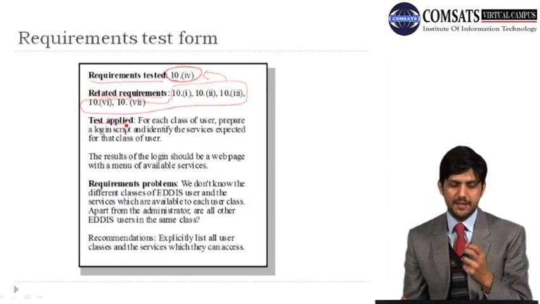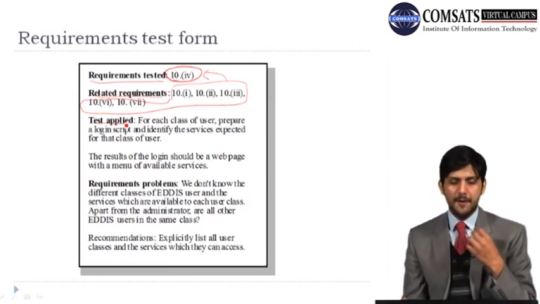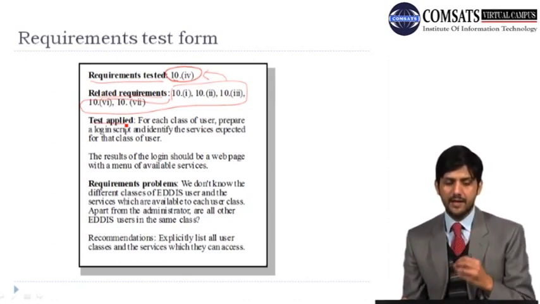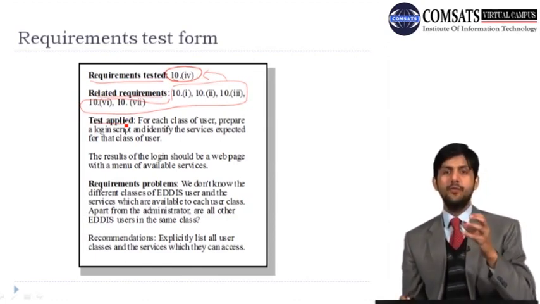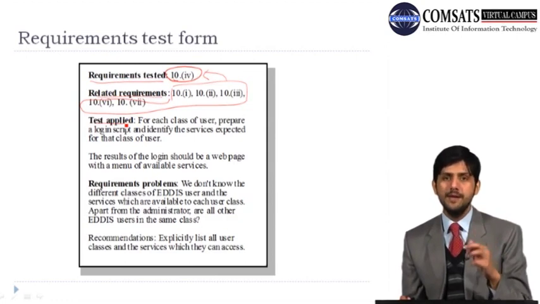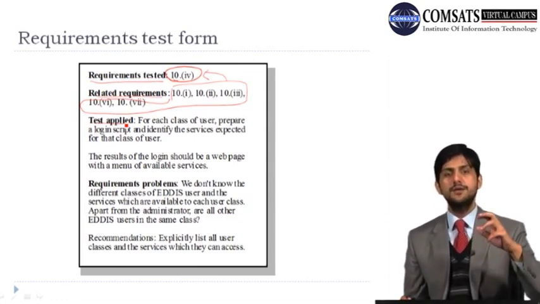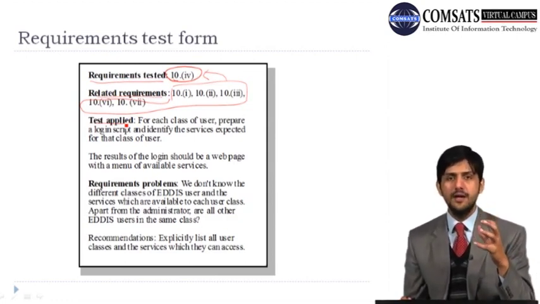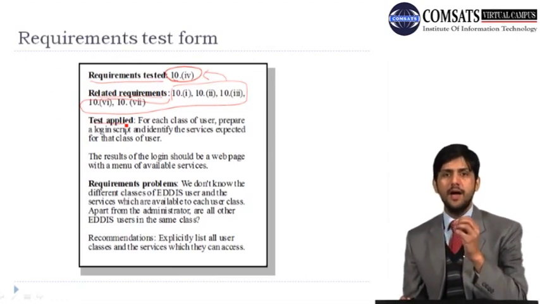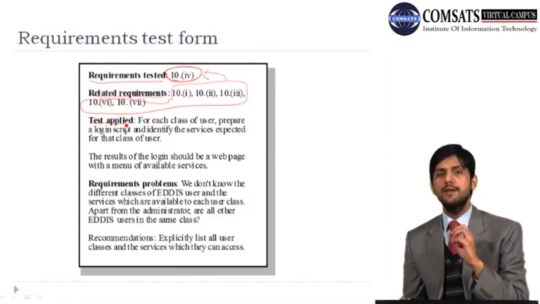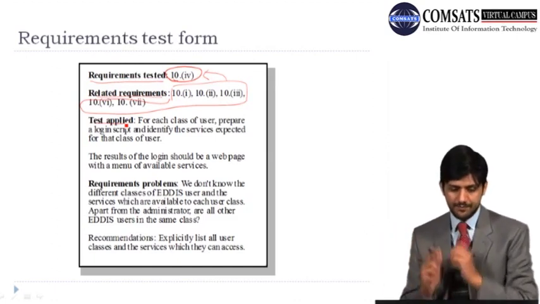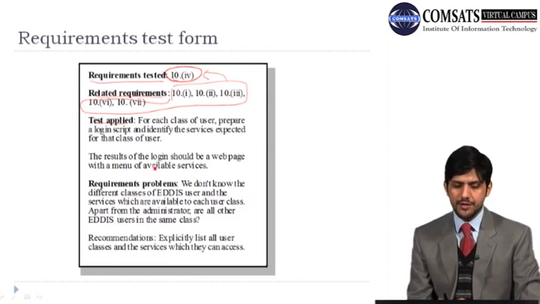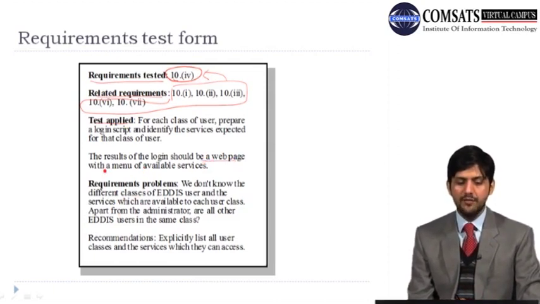of this particular test. So we are saying for each class of the user, prepare a login script and identify the services expected for that class of the user. So we are trying to prepare a test case which would ensure that different kinds of users can log in to the system, and we also need to check whether they have access to the right kind of services depending on their authentication level. So the result of the login should be a web page with a menu of available services.